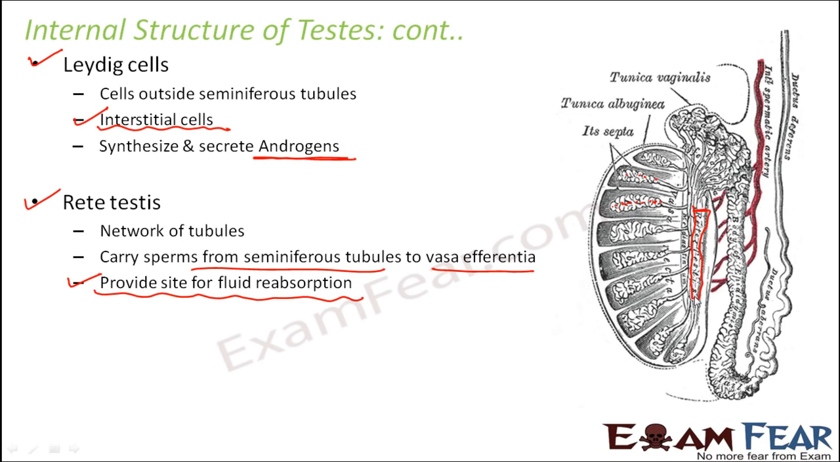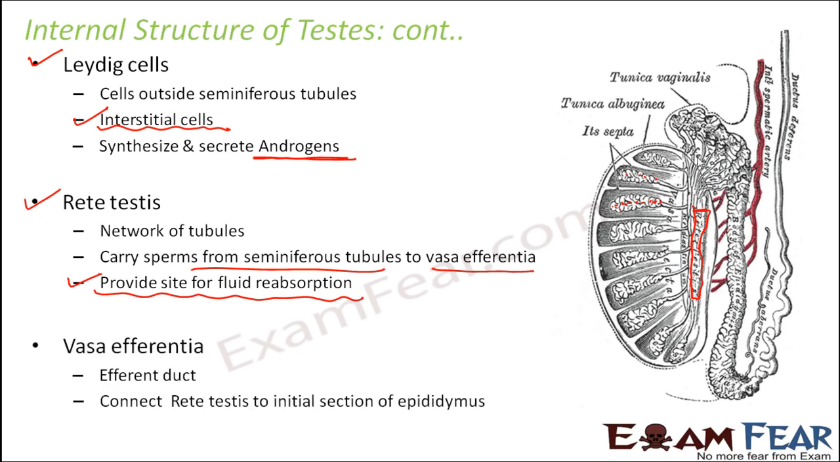Now once the extra fluid is reabsorbed, the sperm is all concentrated, and then that concentrated fluid passes on to the vasa efferentia. So the next part is vasa efferentia. The word efferentia is derived from efferent. You remember we spoke about afferent and efferent. Efferent is something which takes things away or takes things out. So this vasa efferentia will connect the rete testis to the initial section of the epididymis. So where is epididymis? Here if you see, this portion is epididymis. See here that it is written epididymis.